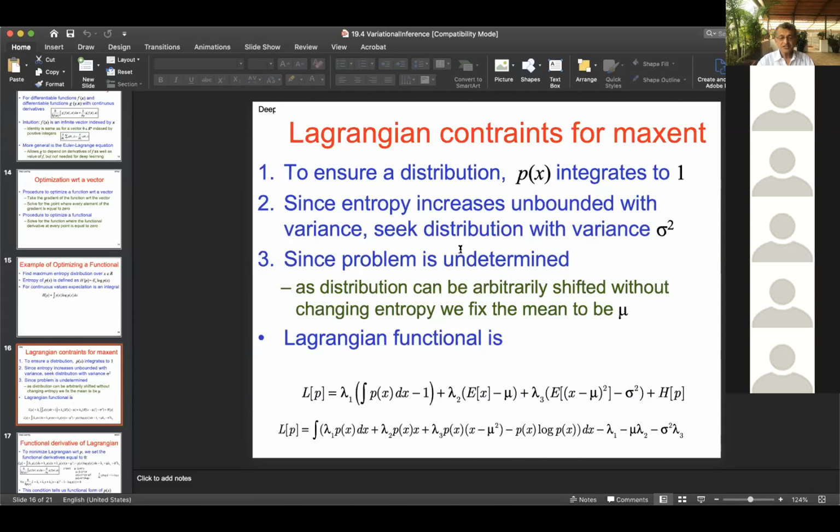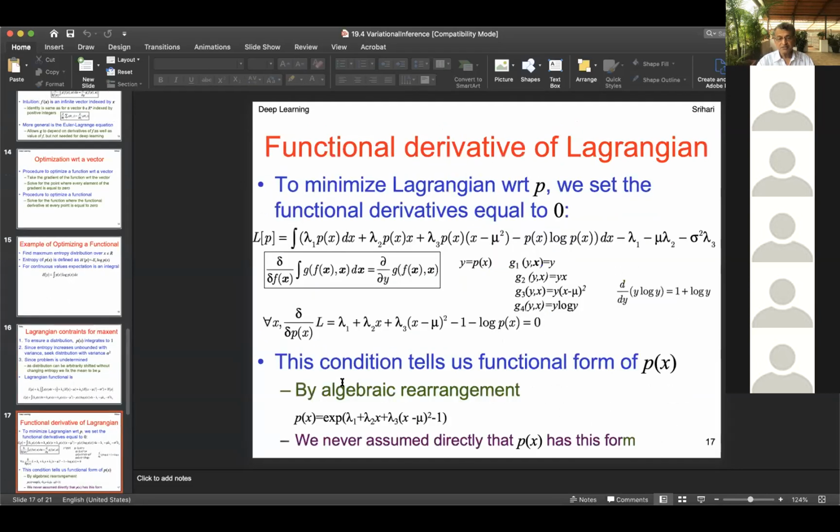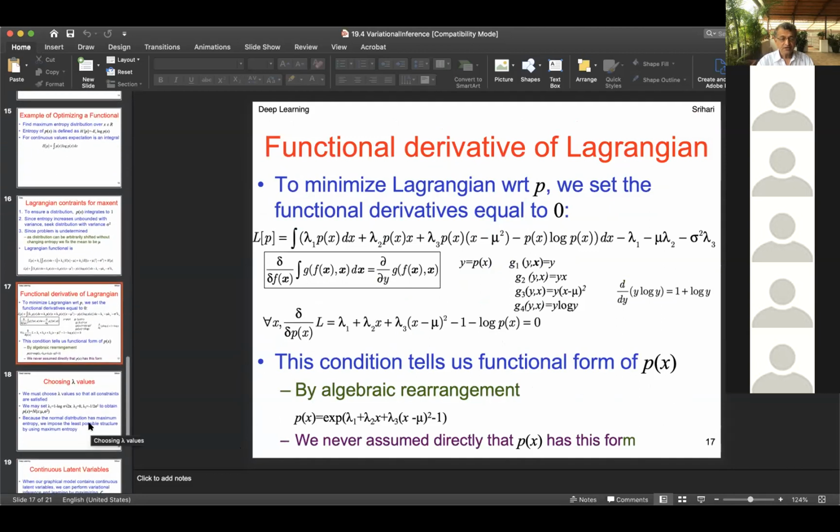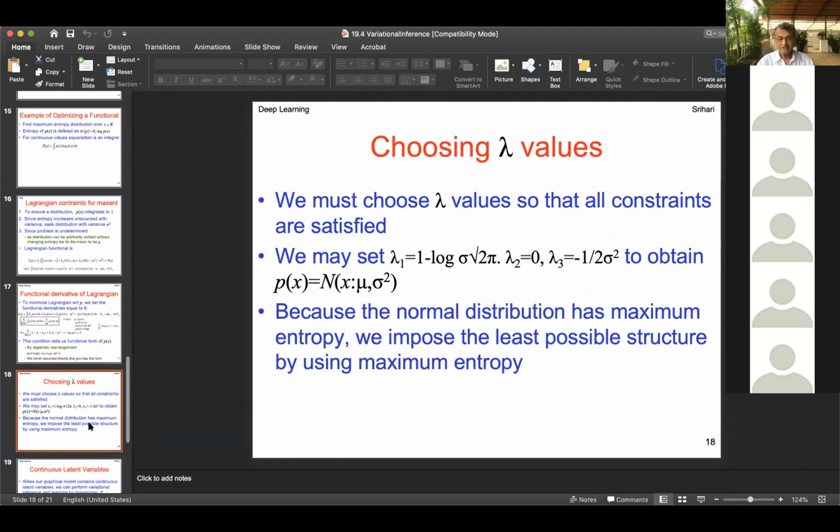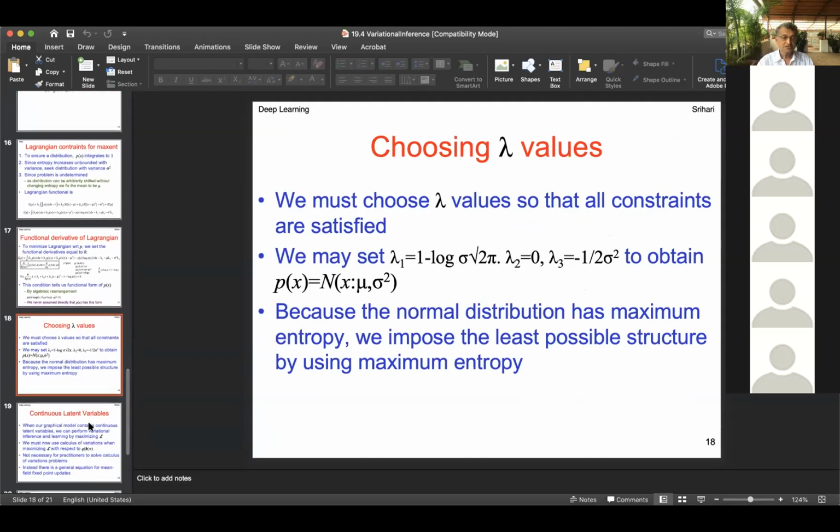So we need a Lagrange statement: when we say optimize, we are talking about this Lagrangian of P being minimized, which brings in all these criteria to play. And then we talk about a functional derivative of the Lagrangian. So that is how we end up finding functions and then choosing lambda values. When you have a Lagrangian, every constraint has a weight. So that's what we mean by a Lagrangian.